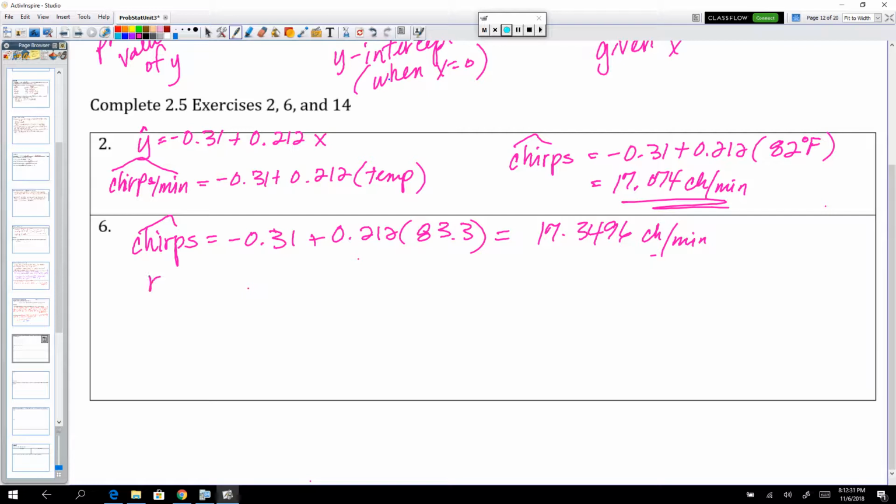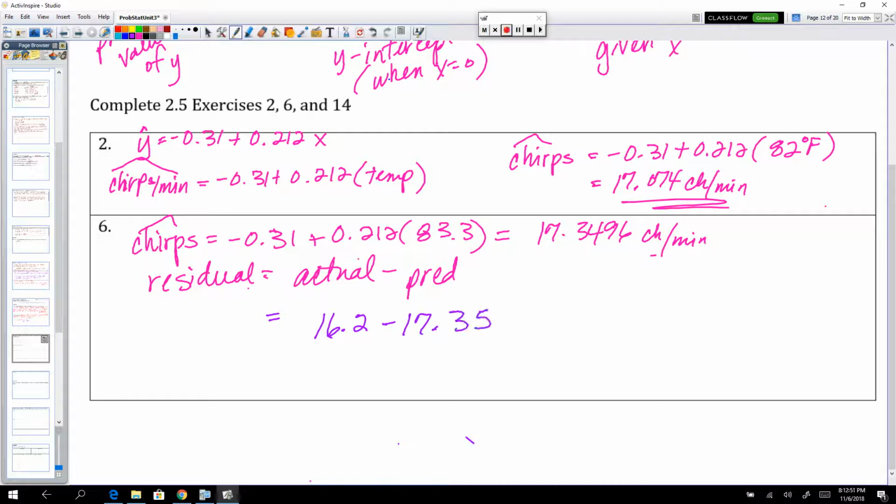And since residual equals actual minus predicted, let's fill that data in here. We were given an actual chirps per minute of 16.2, and we just said the predicted was 17.35, rounded. If that's the case, negative 1.15 chirps per minute is the residual. That's the answer to that question. That's what the residual is.